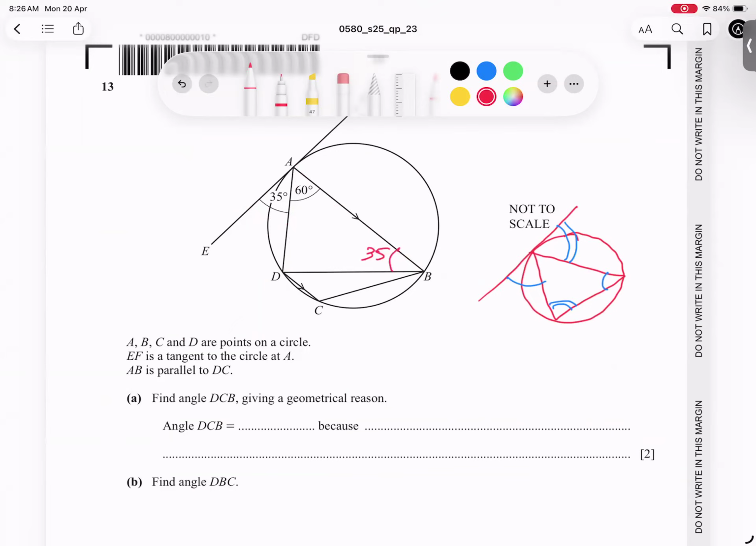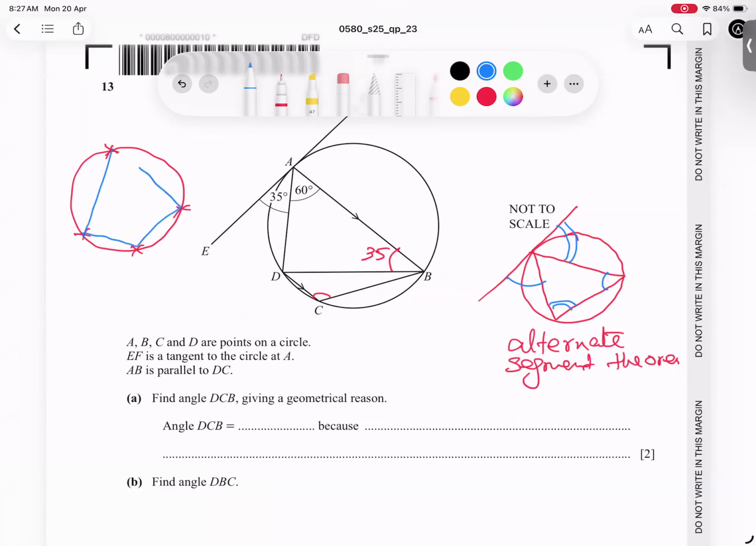Is this clear? Okay, he is asking what is the reason for DCB? Where is DCB? Okay, this is this angle. The second property I tell you here is called the alternate segment theorem. And what about the other one? If we have one point here, a second here, a third here, a fourth here, and I join them all, this is called a cyclic quadrilateral. The sum of these angles is 180, and the sum of these angles equals 180. I think the point is very clear.